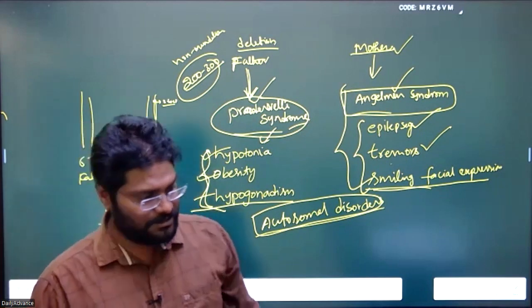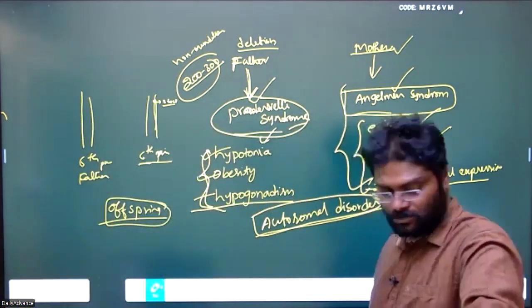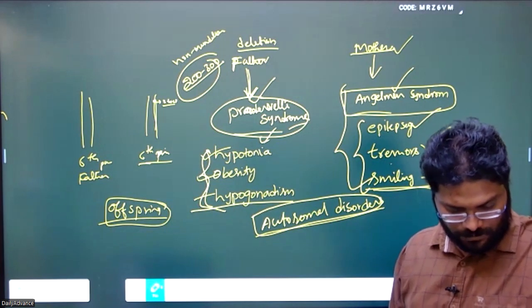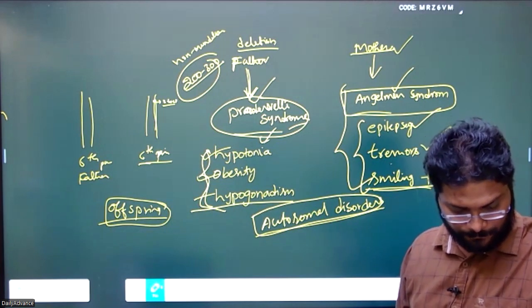So why these genetic imprinted genes? So now is it coming clearly or not? Whether it is clearly coming or not?